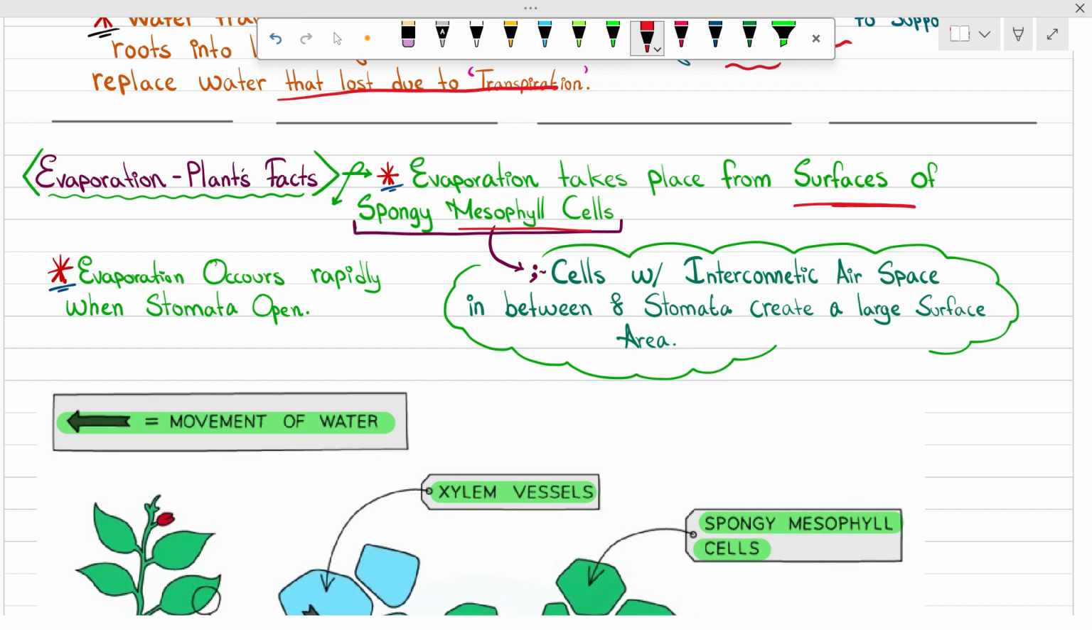Mesophyll cells, this is just for general information, but it's not required to know in this chapter. There are cells with interconnective air spaces in between, and the stomata create a large surface area.